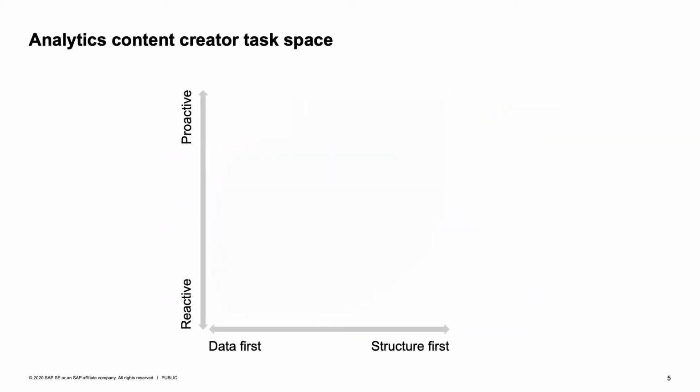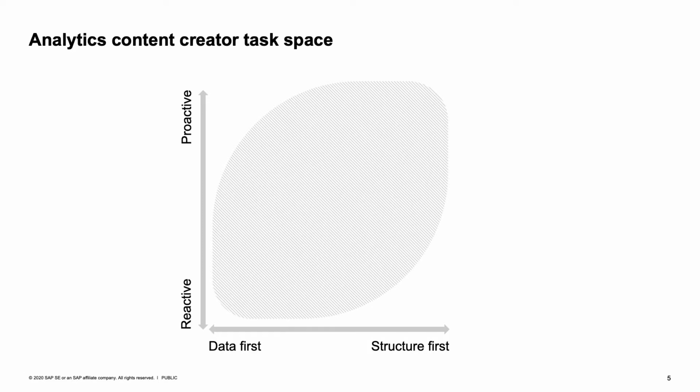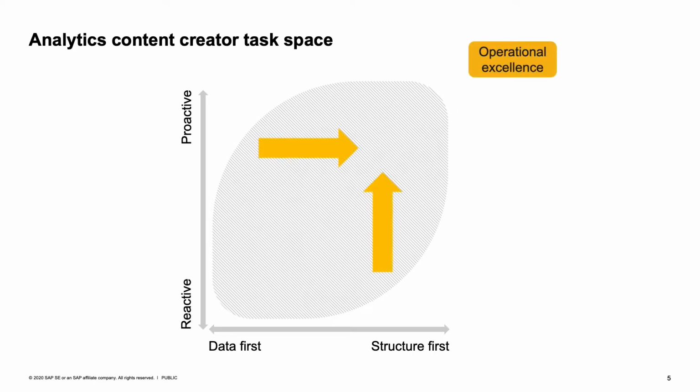So if we take our two dimensions and we map them onto a two-dimensional space, what we'll notice right away is that there are a couple of situations that don't make any sense. For example, if you're highly proactive, you're probably going to be structure first. And if you're really constrained for time, you have to get an answer within the next hour or two, you don't have time to mess around with star schemas. You really need to take a data first approach.